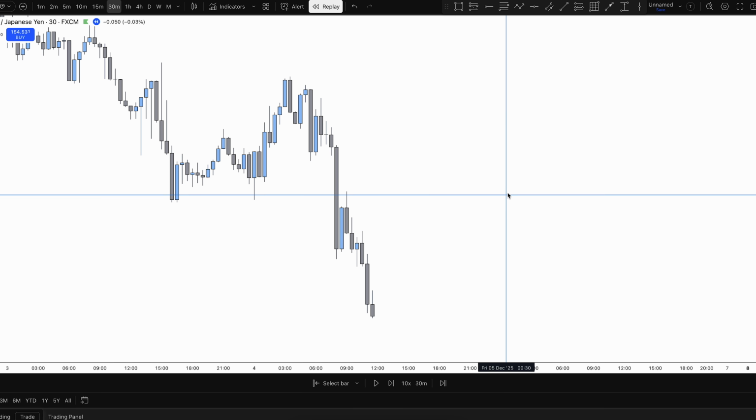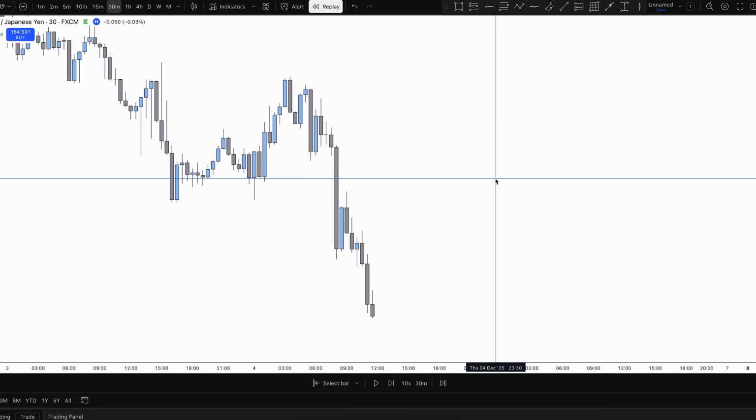Okay, so to identify an imbalance, that's the first thing, of course, we need to know. We are looking for simple, open, impulsive price ranges. It can be made up of one candle, it can be made up of multiple candles, but there is a simple rule to identify an imbalance, and we'll go through that just now.